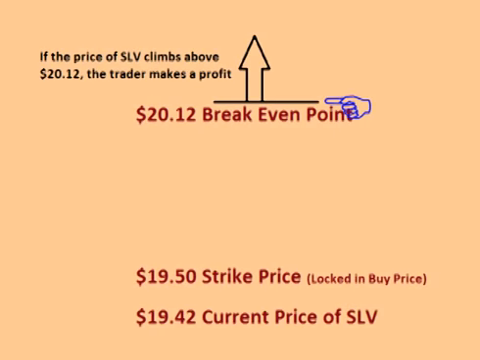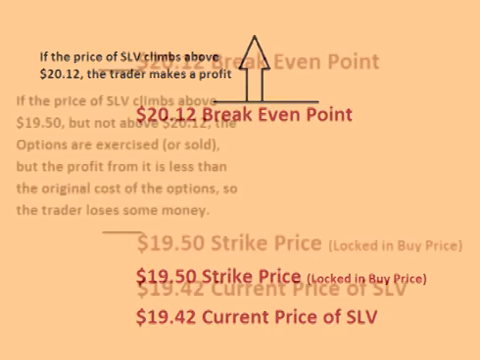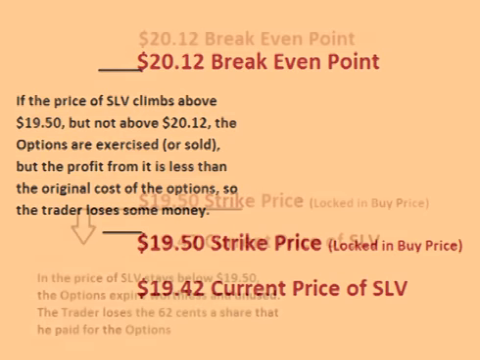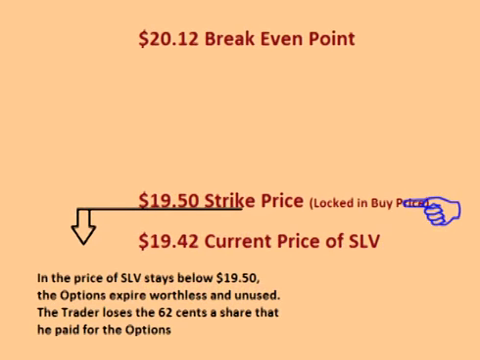If the price of SLV climbs above $20.12 within the next 7 weeks, the trader makes a profit. If the price of SLV climbs above $19.50, but not up to $20.12, the trader loses money. The price of SLV is above the $19.50 strike price, so the trader does sell his option. But the price he gets for selling it is less than the original 62 cents he paid up front. If the price of SLV stays below $19.50, the option expires unused, and the trader loses the 62 cents he paid up front to buy the calls.